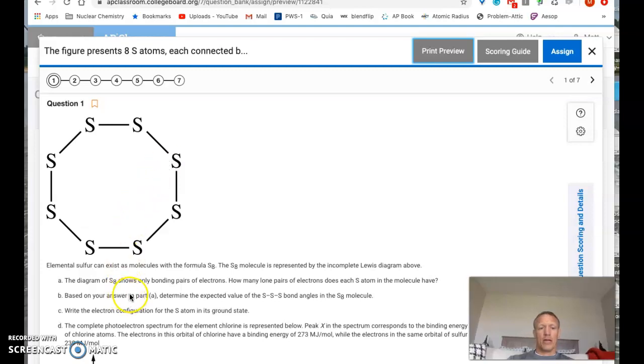Second question, based on your answer to part A, determine the expected value of the SSS bond angle in the S8 molecule. So it wants to know what this angle would be. Well, think about it. There's an unshared pair and an unshared pair. That means there's electron geometry of 4 pairs around it, 2 shared pairs, 2 unshared pairs, just like a water molecule. So electron geometry would be tetrahedral. Molecular would be bent between these. So remember, for tetrahedral, it's 109.5 degrees. It'd be a little bit less than that because of the unshared pairs.